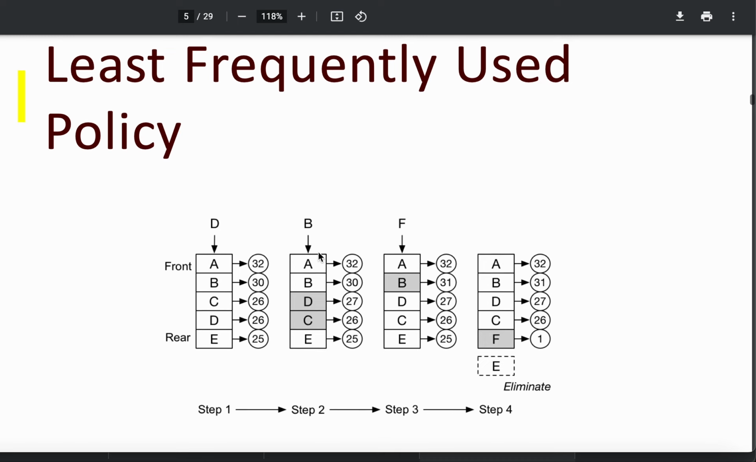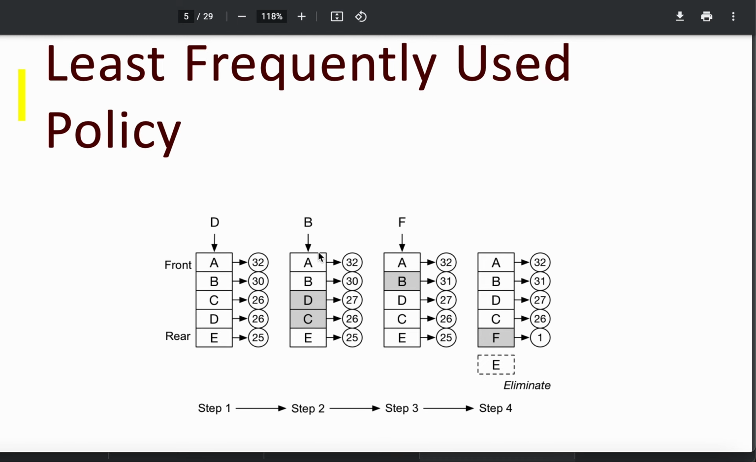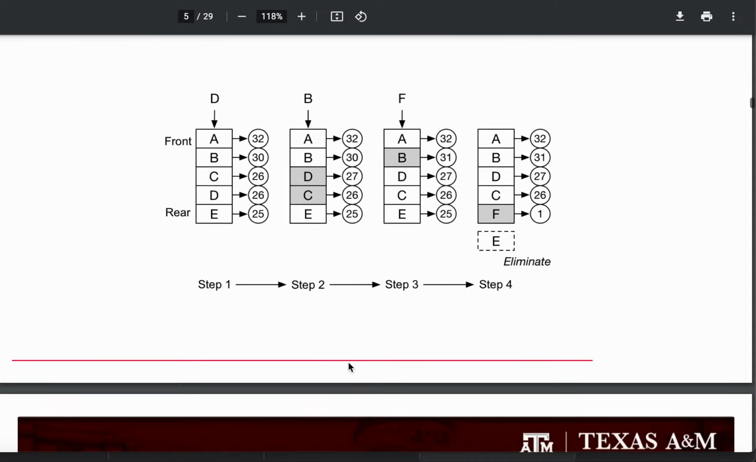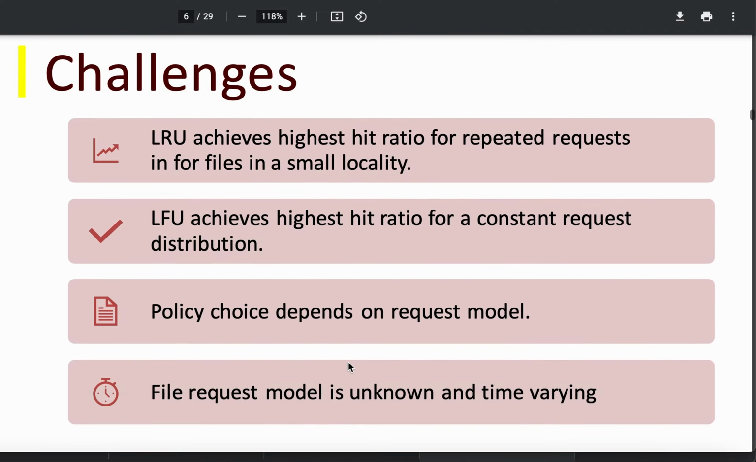Another intuitive policy is the least frequently used policy, where, when an element is cached, we maintain and store the number of times that element was read. In this case, initially we have A, B, C, D, and these are the number of times each element was read. Now, since we have a new element F that needs to be accessed and our cache doesn't have it, we're going to remove the element that was least frequently read while in the cache. So E is eliminated. But as we can see, these are intuitive policies, but they have their own challenges.